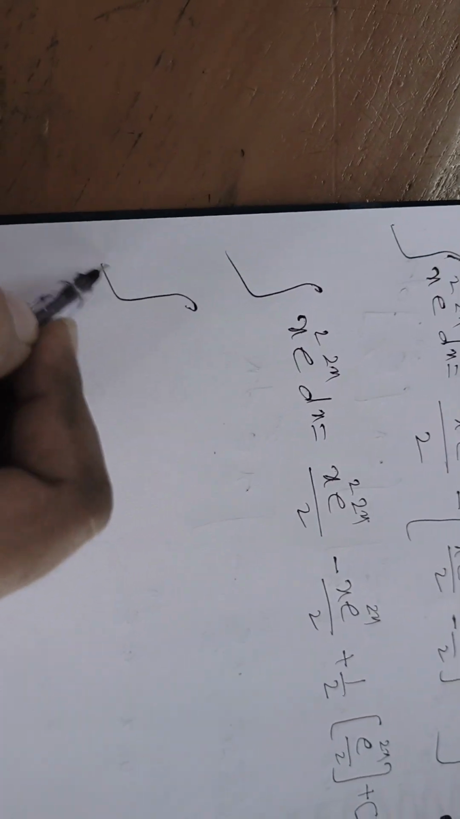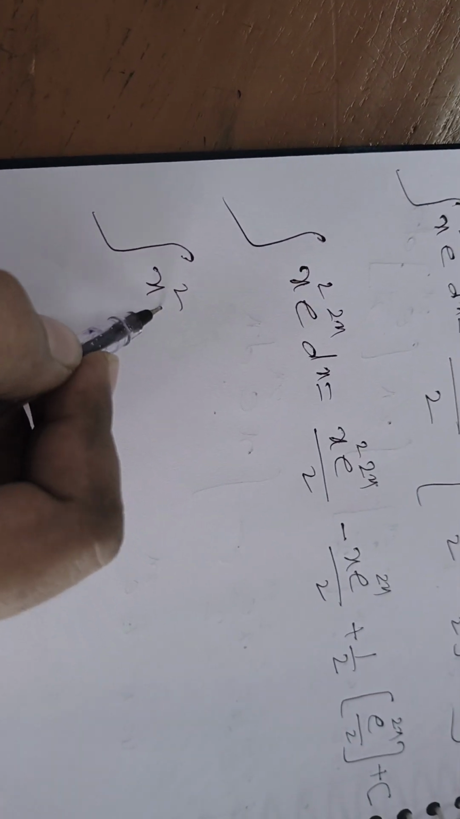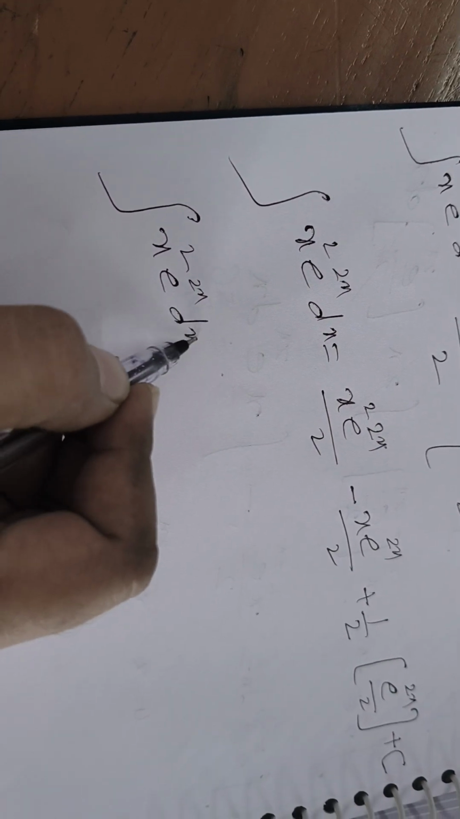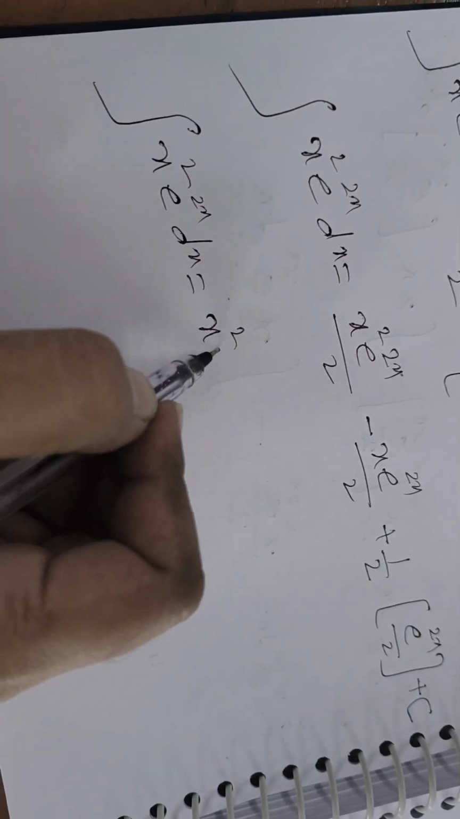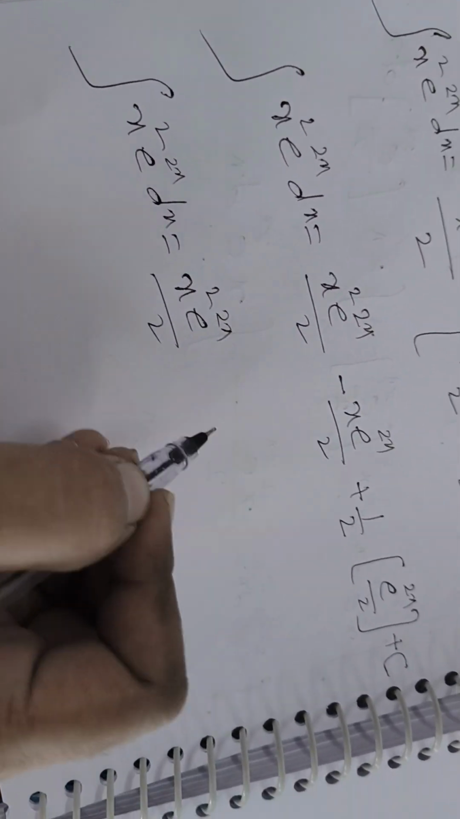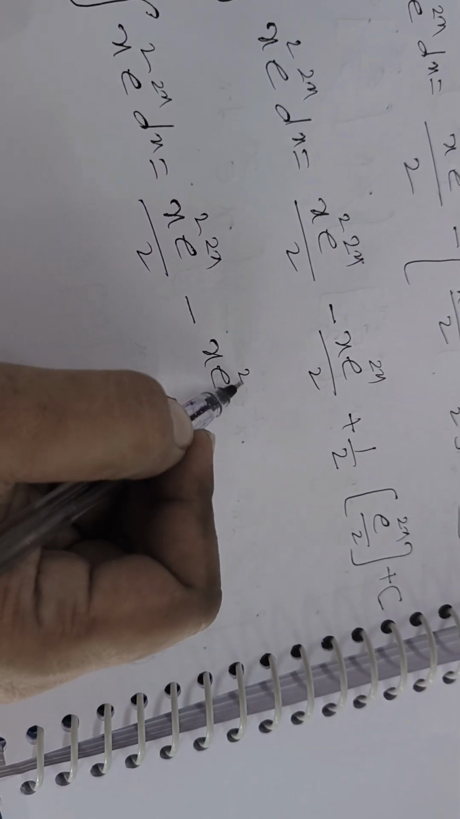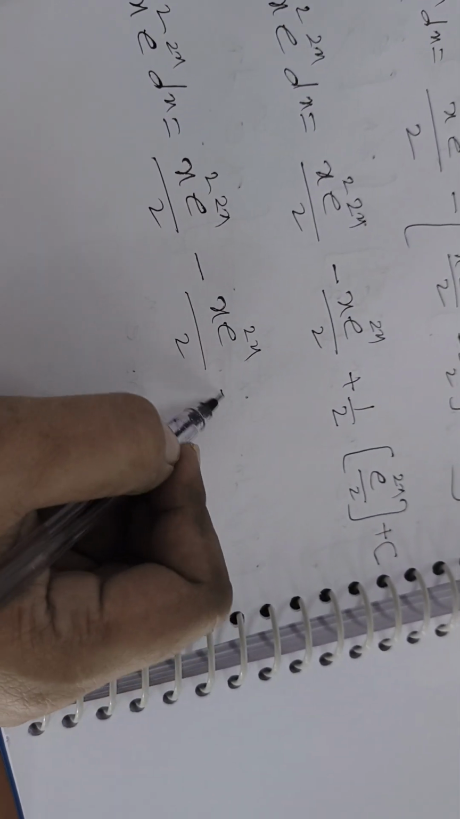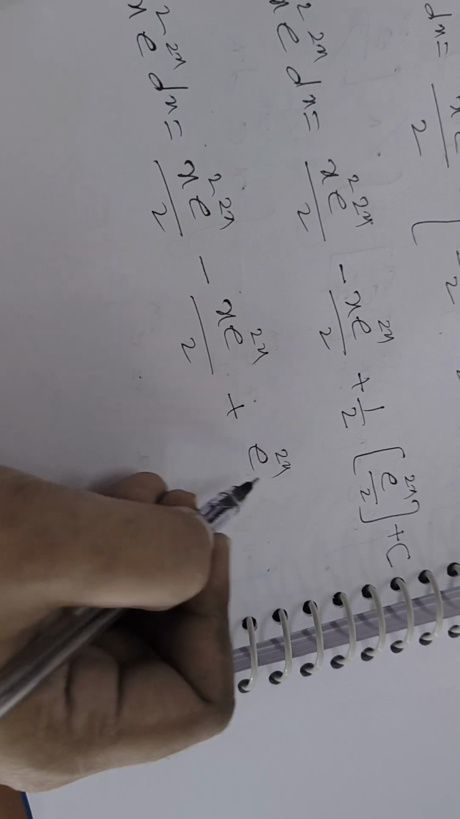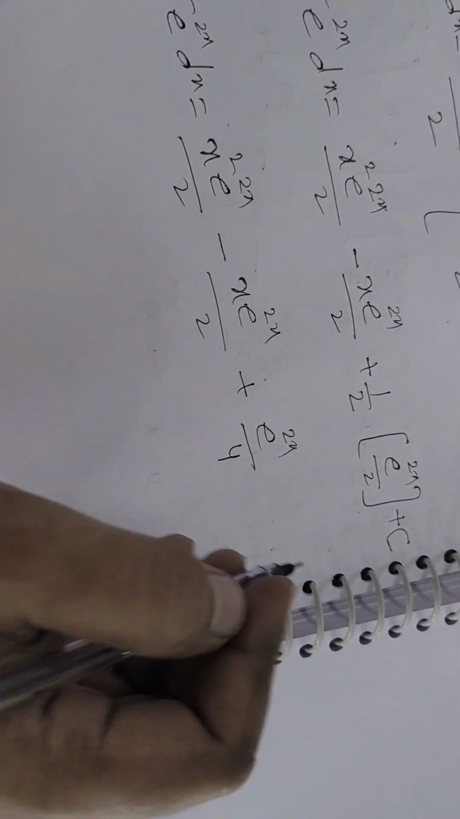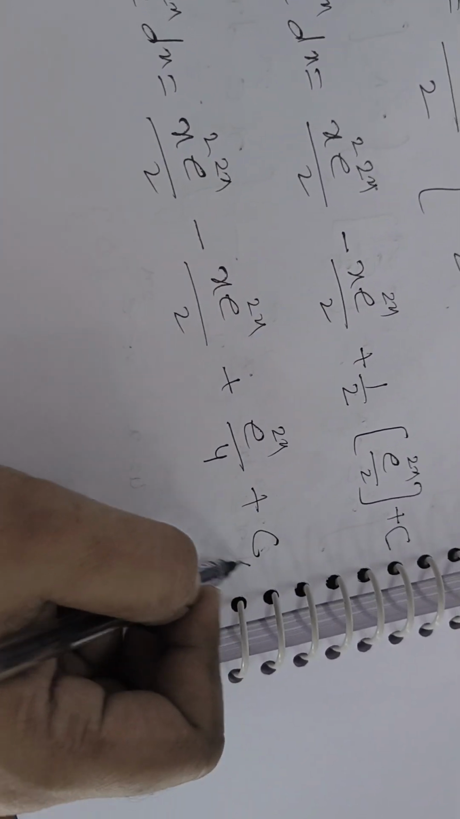So the required answer is: integral x square e to the power of 2x dx is equal to x square e to the power of 2x by 2, minus x e to the power of 2x by 2, plus e to the power of 2x by 4, since 2 twos are 4, plus the constant of integration c.